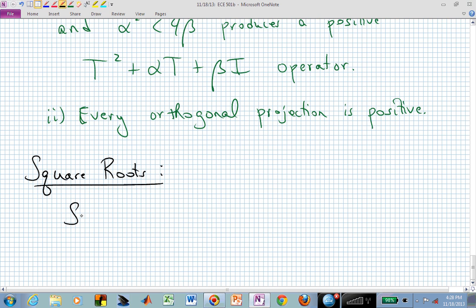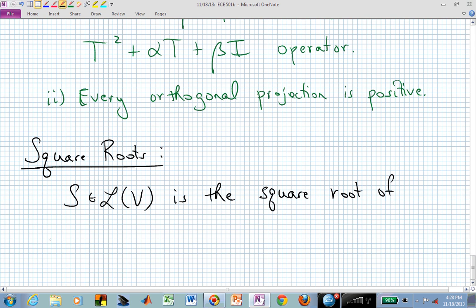If we have S as a linear operator on some vector space V, S is the square root of another linear operator T, I think obviously enough, if we squared S, and that gave us T. So anytime we can find a linear operator that we can operate on it, basically the product, and that gives us this linear operator T, then we can call S a square root of T.